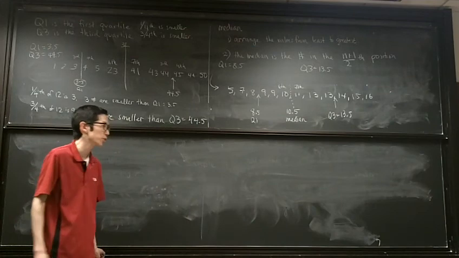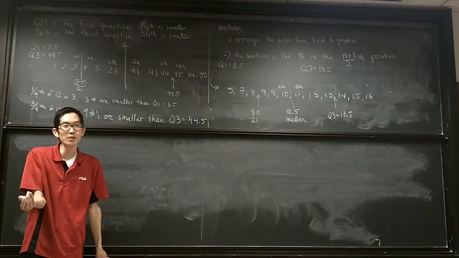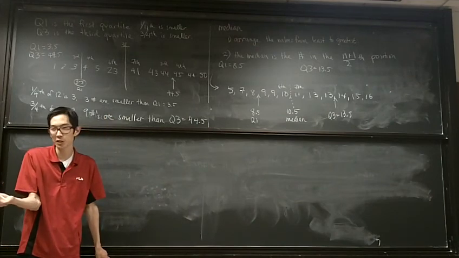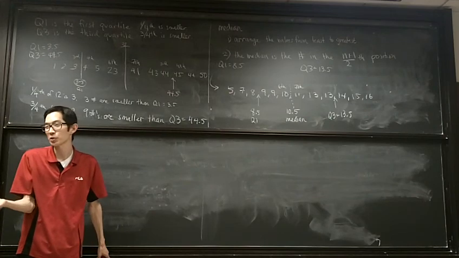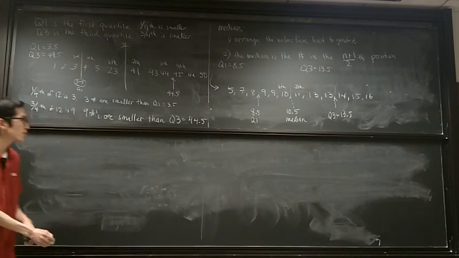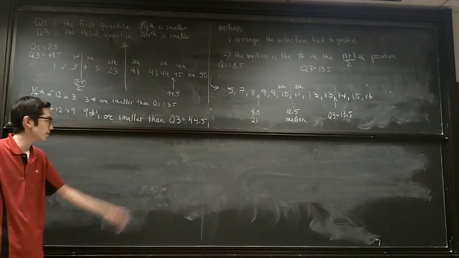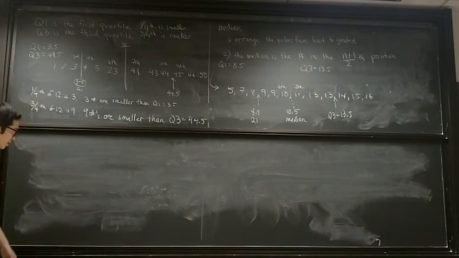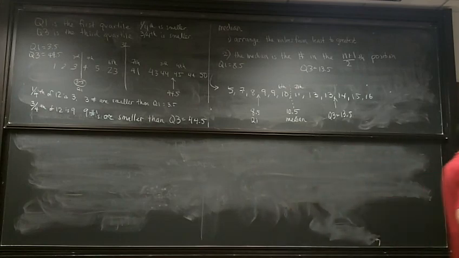Okay. So, you could practice, like, make up a list of 14 numbers, see if you could find Q1 and Q3, things like that, okay? 10 numbers, 12 numbers, 14 numbers, any even number of numbers. Okay. Let me just make sure I'm doing okay on time.